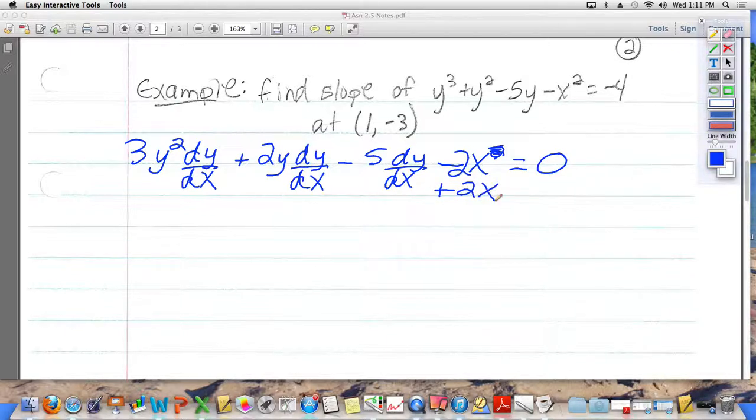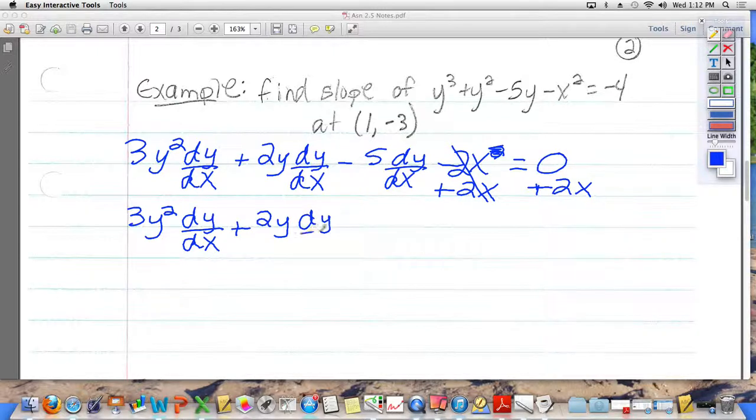So I'm going to add 2x to the other side. I have 3y squared dy dx plus 2y dy dx minus 5 dy dx is equal to a positive 2x. Okay, take a dy dx out.